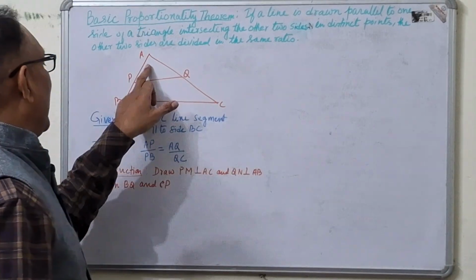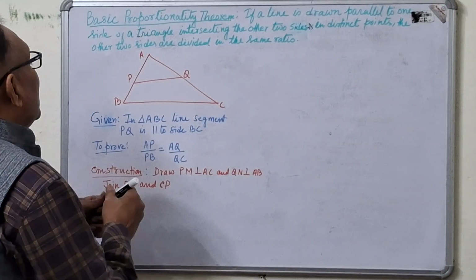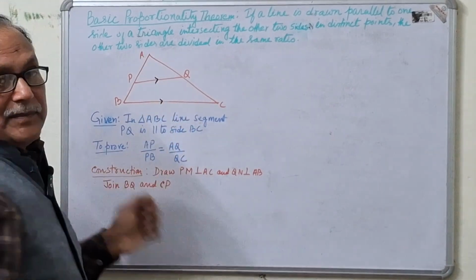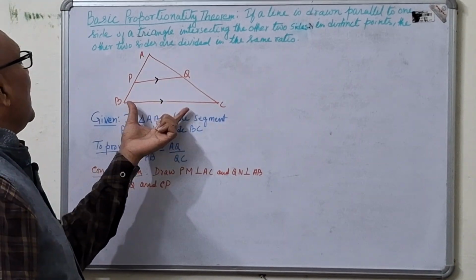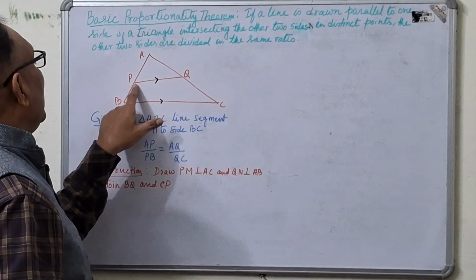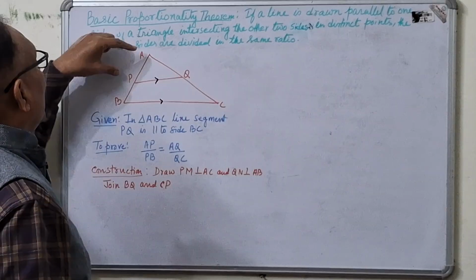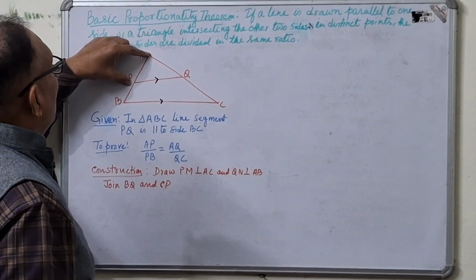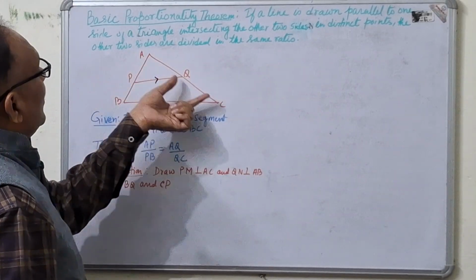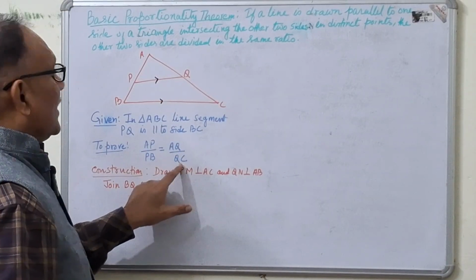Suppose that ABC is a triangle in which line segment PQ is parallel to BC. Line PQ, which is parallel to the side BC, intersects the other two sides at points P and Q respectively. So we have to prove that the ratio of AP to BP is equal to the ratio of AQ to QC. That is, AP upon BP is equal to AQ upon QC.